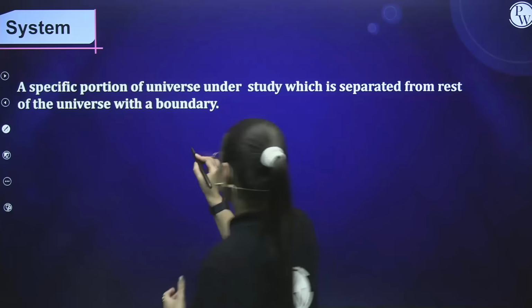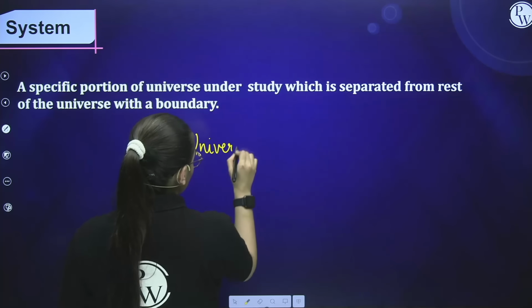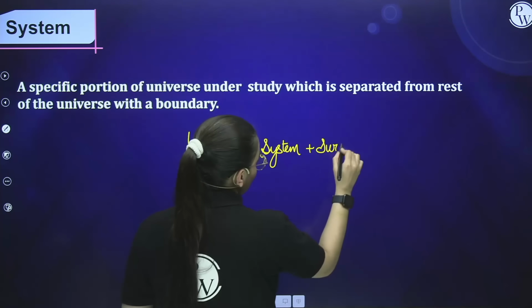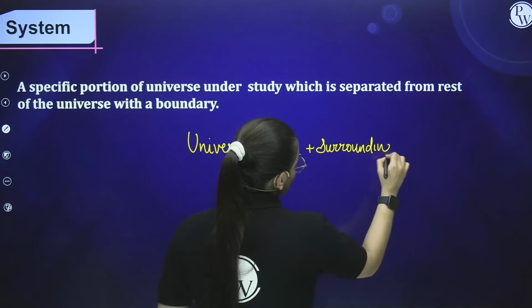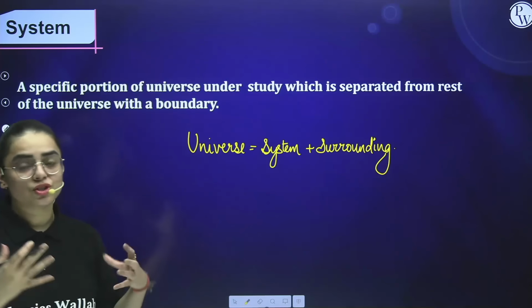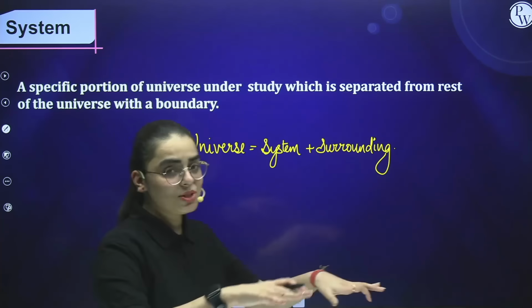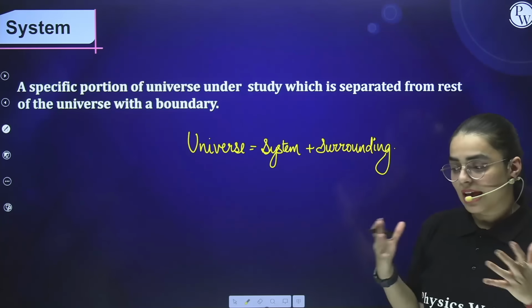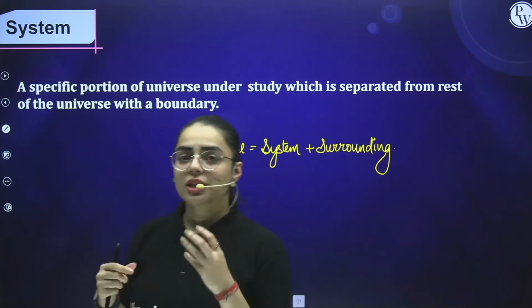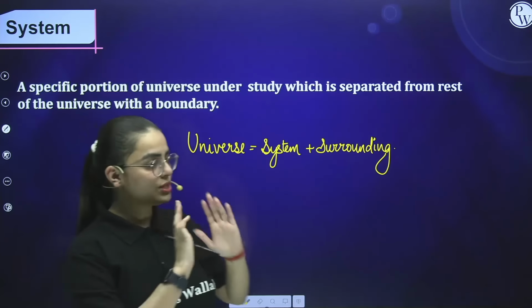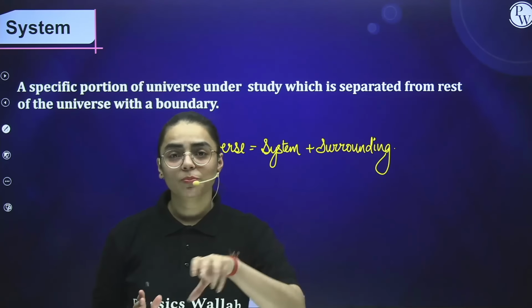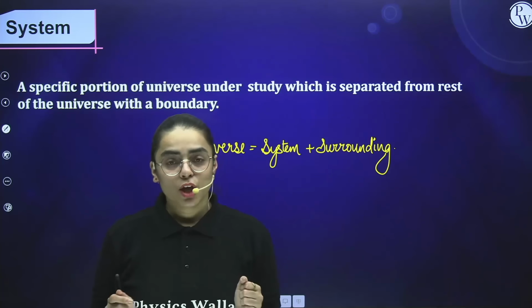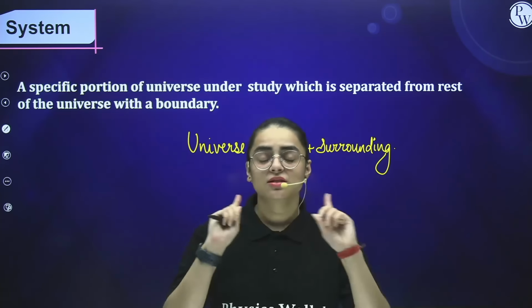So if I talk about the universe, it will be a sum of system as well as surrounding. Now, if I talk about system in detail, then students, system is the one which is under my observation or under my investigation. The thing which I am studying comes under the category of system. For example, if I am studying a reaction that is occurring in a particular beaker, my system will be that beaker in which the reaction is occurring. And the surrounding will be the rest of the area other than the system. So the universe will be the sum of system as well as the surroundings, right?